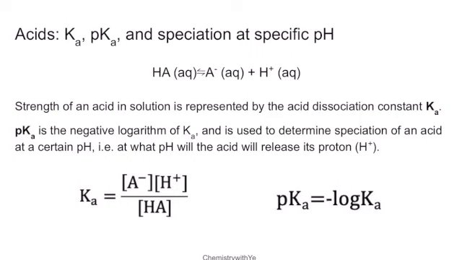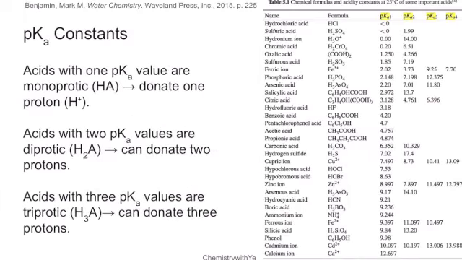So the pKa is the negative logarithm of the dissociation constant Ka, and it is used to determine the speciation of an acid at a certain pH. So we can determine at what pH the acid will release its proton. pKa values are constant, and the table to the right here has the pKa values of some important acids.